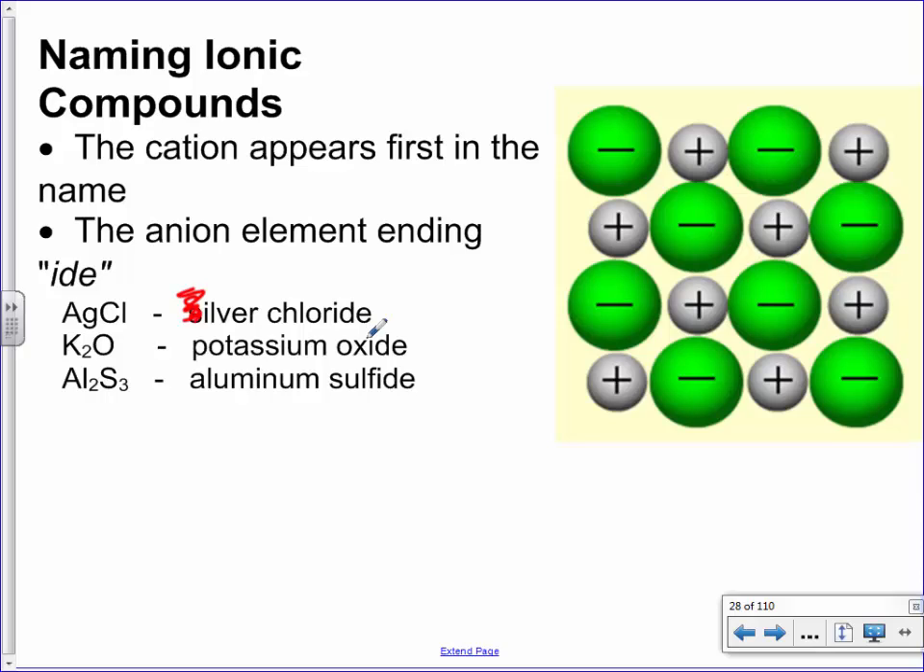Phosphorus becomes phosphide, not phosphoride or something like that. Selenium becomes selenide. Those are usually the 3 hardest ones. Phosphorus is phosphide. Sulfur is sulfide. And selenium is selenide. But change the ending to ide. Does that make sense? Cool.